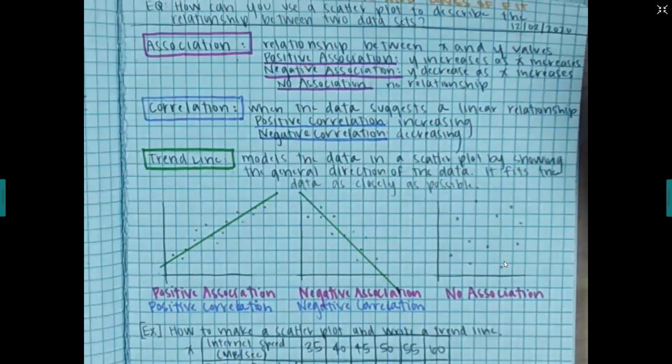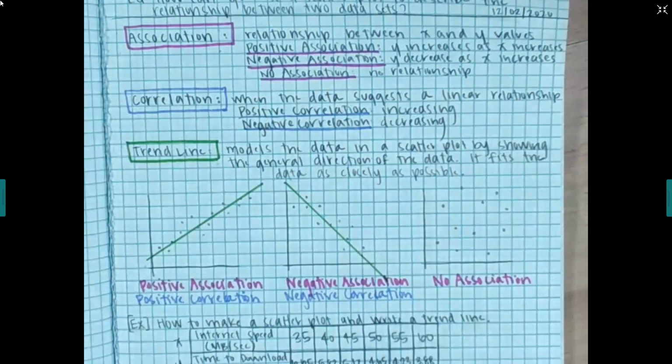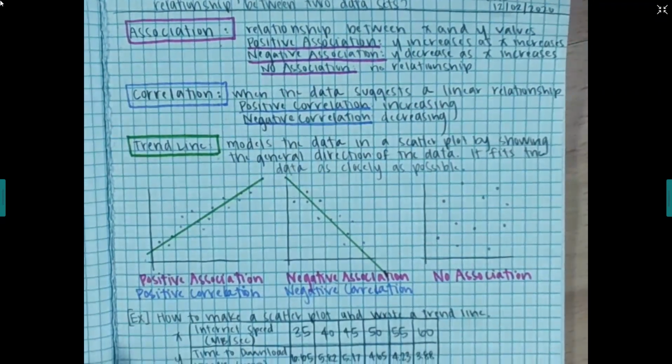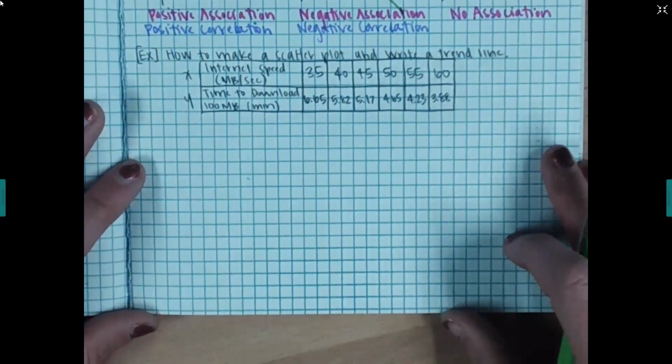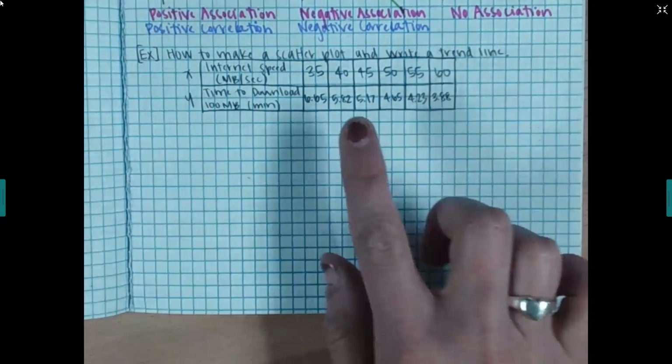And nobody's going to draw the same exact trend line for every single graph. And so the idea is that you are drawing a line that models it as best as you can. Okay, so now that we know this background info about scatter plots and trend lines, we're going to actually make one, and we're going to write a trend line for that data.